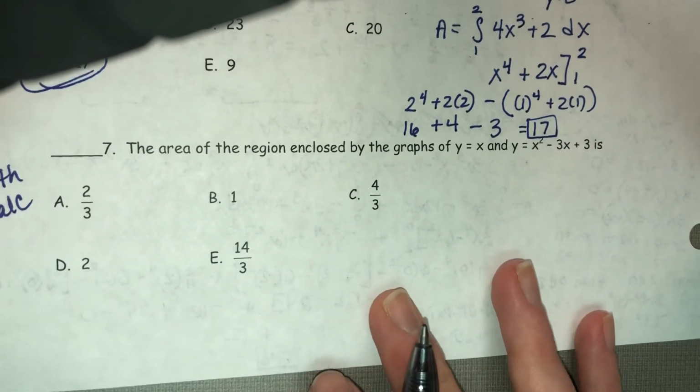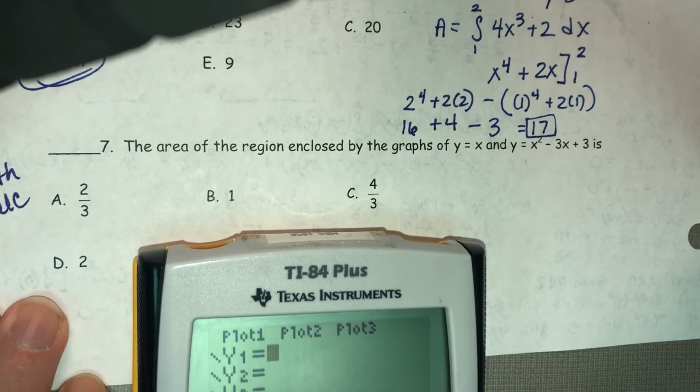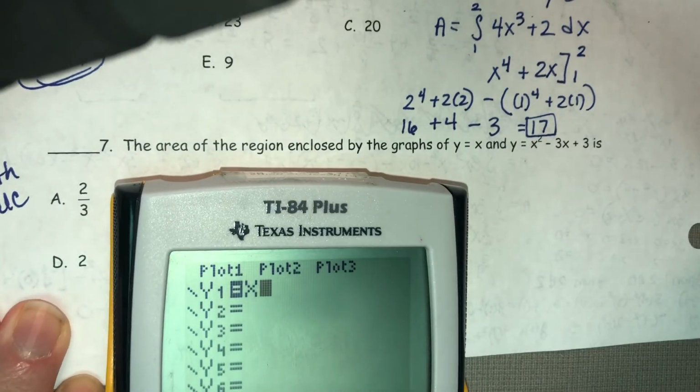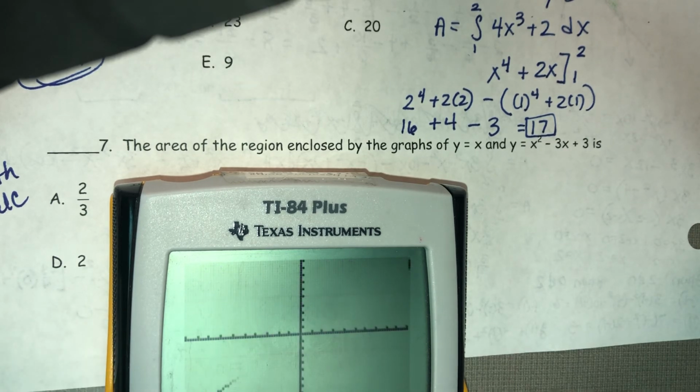All right, this last one we're going to do with the calculator. It says the area of the region enclosed by the graphs of y equals x and y equals x squared minus 3x plus 3 is which of the following? So I am going to go into y equals, and I'm going to type both of these functions in: y equals x and x squared minus 3x plus 3, and graph them.